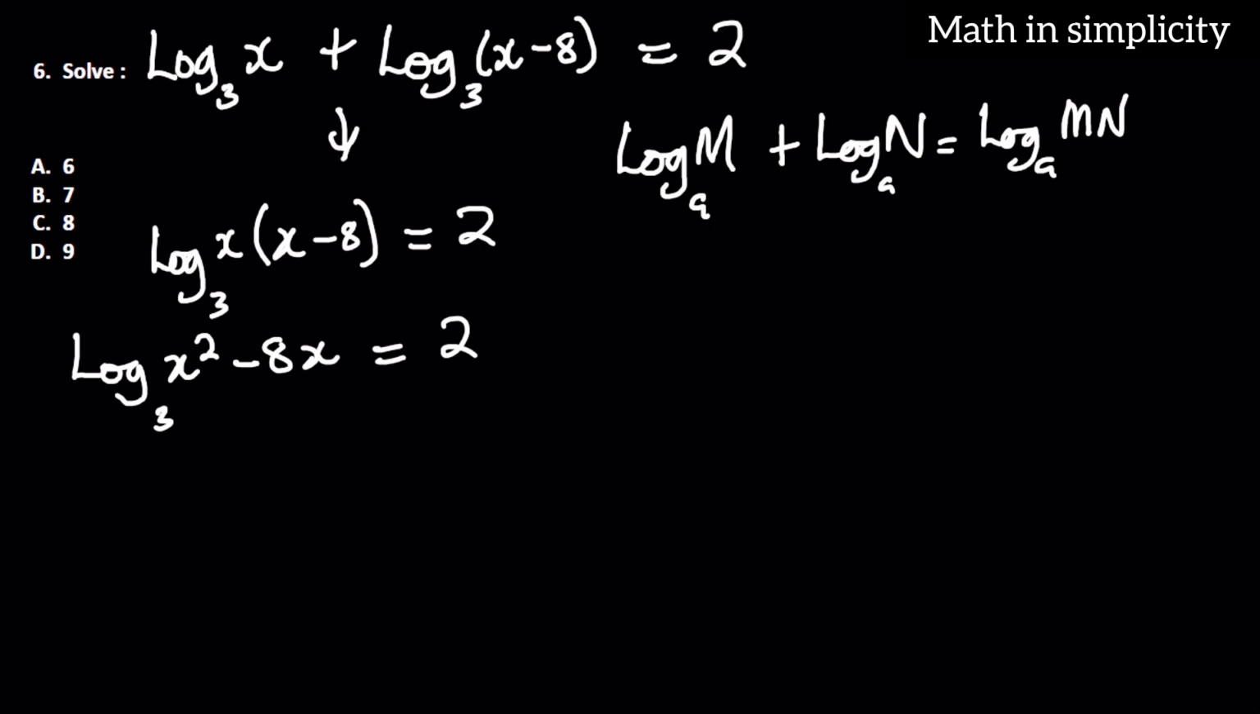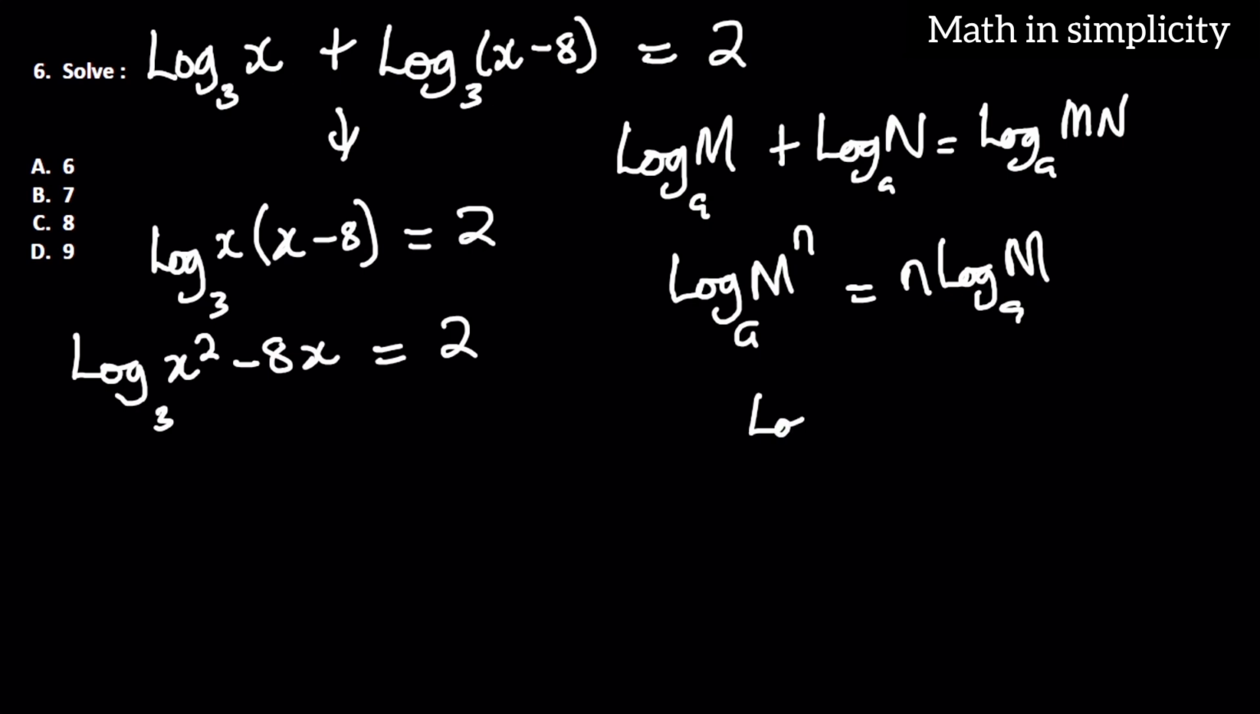First of all, we need to know two laws. If we have log m raised to the power n to the base a, it is equal to n times log m to the base a. So if you have a logarithm of a number raised to a power, it equals that power multiplying the logarithm. And then we need to know that the logarithm of a number to the same base, say log m to the base m, is equal to 1. With these two laws, we can simplify that.